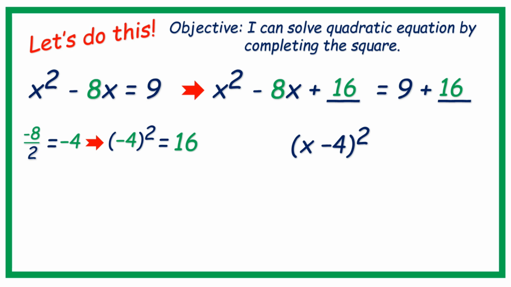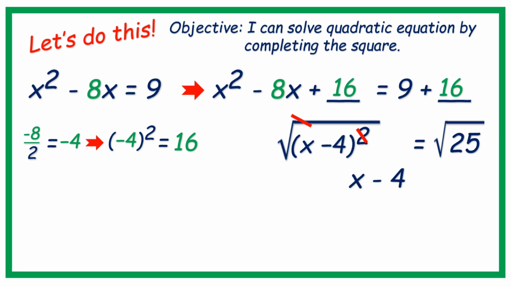Now let's continue. 9 plus 16, 25. Okay, then the next step is putting square root. When we put square root, what will happen? We remove the square, the raised to 2, okay, that gives us x minus 4 equals positive or negative 5, just like that.